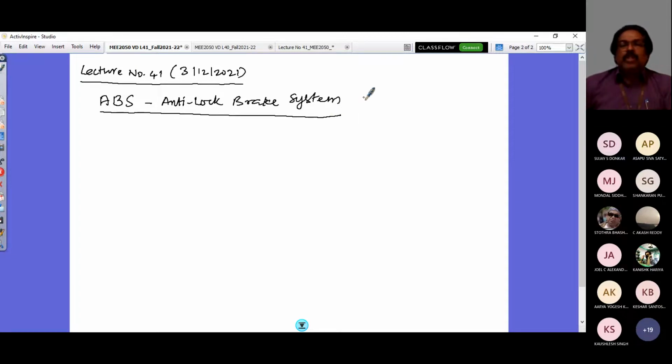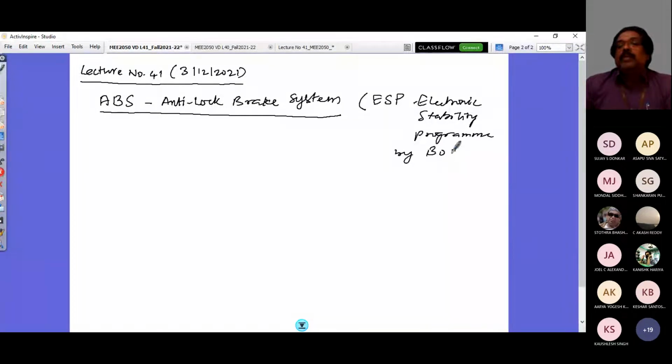This is also otherwise called the electronic stability program, by Bosch, which proudly says "invented for life". If you look, the Bosch company has got a monopoly, the full hold of this ABS system.